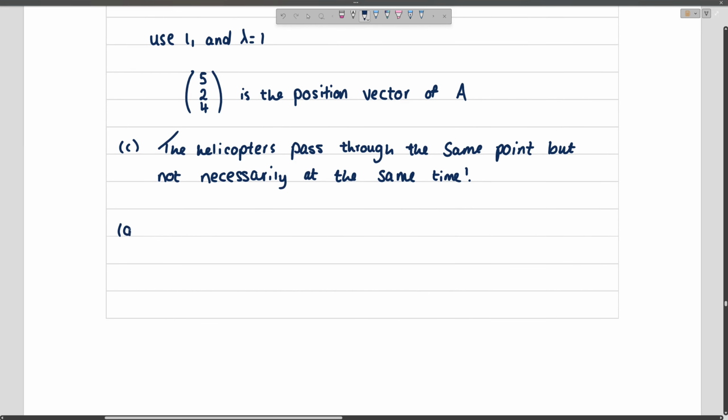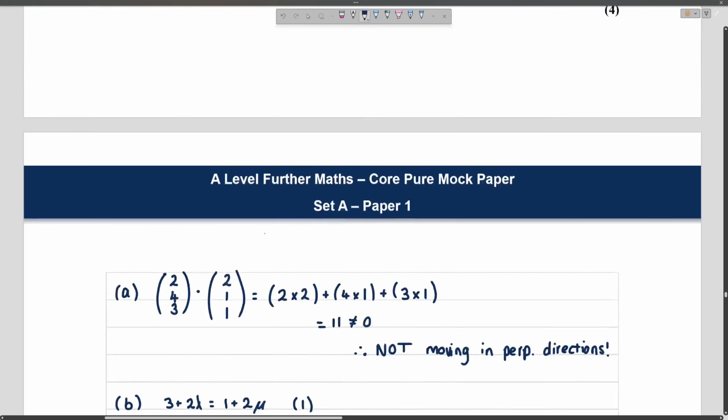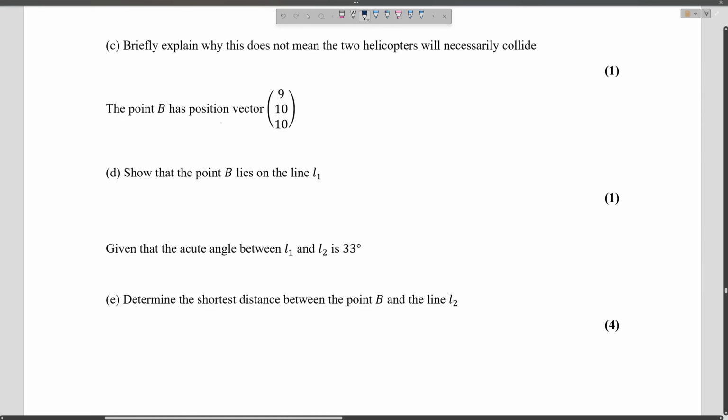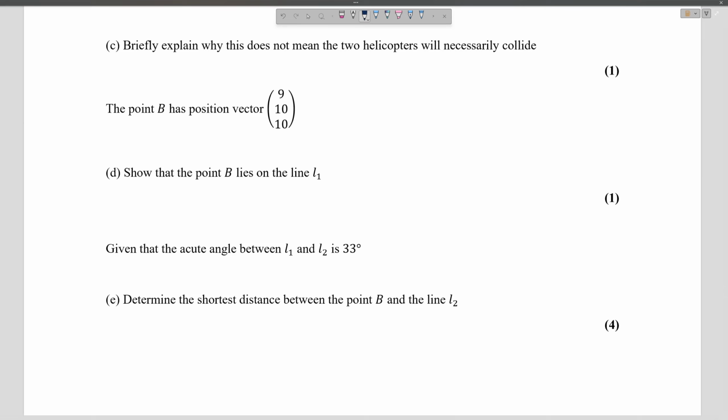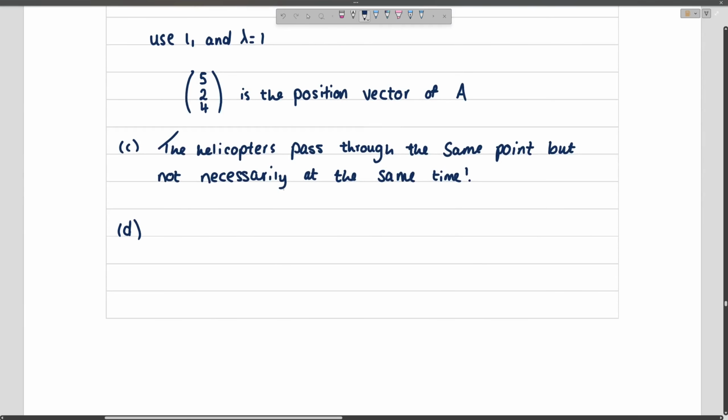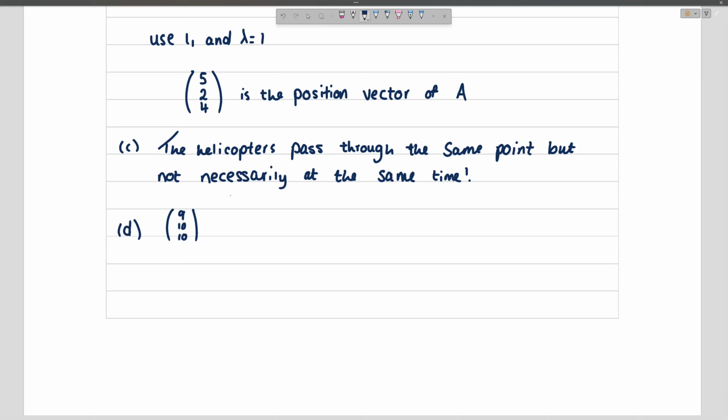what we're told here. So we're now given that the point B here has this position vector 9, 10, 10, and we want to show then that the point B lies on the line L1. Again, just one mark here, nothing too challenging. So we have 9, 10, 10. So this lies on L1.